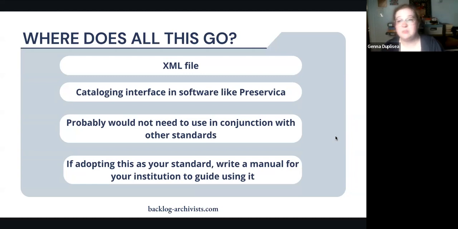But if you're starting work with a new system, perhaps you might decide, well, instead of Dublin Core, our official standard is going to be MODS. And if you do adopt this as your standard, I think it's a good idea, whenever you adopt a standard, to write a local manual for your local usage so that you can guide people in your institution, other archivists or librarians or your interns or student workers or volunteers, and help them use it and give them specific examples that are related to your institution.